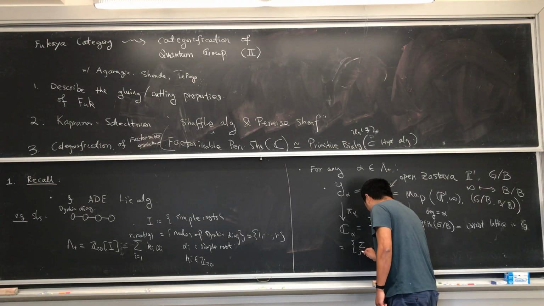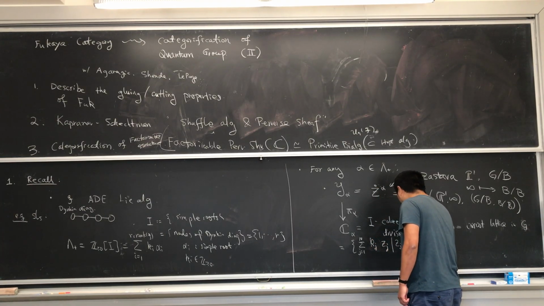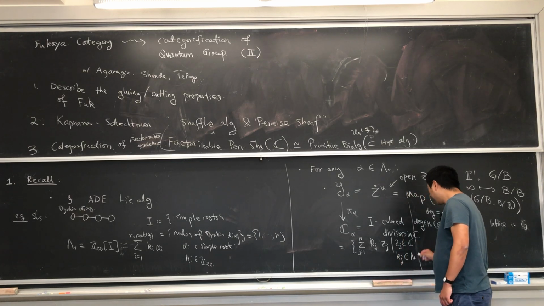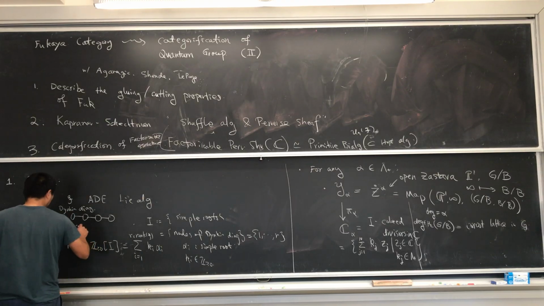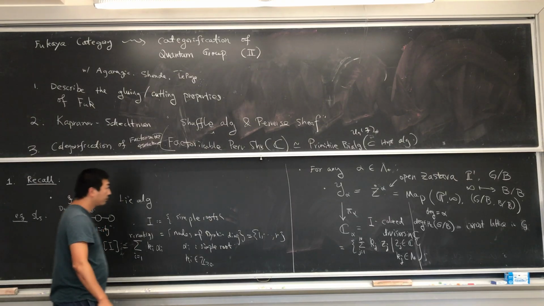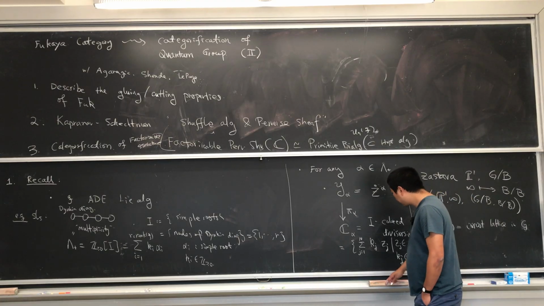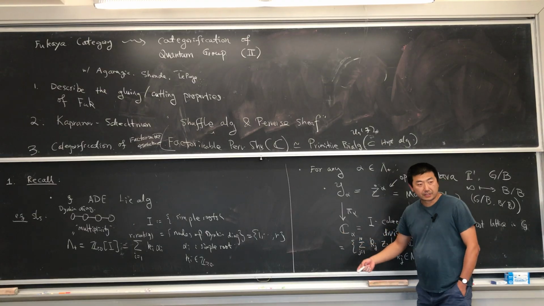Sum from j from 1 to n of z_j and k_j, where z_j is a point in C, and k_j is an element in the multiplicity space. Multiplicity space. Okay. So these are, or you can say this is 0-cycles in C with coefficients in lambda plus.